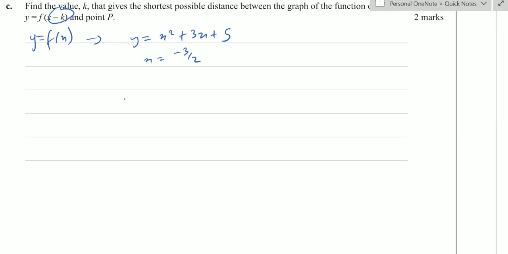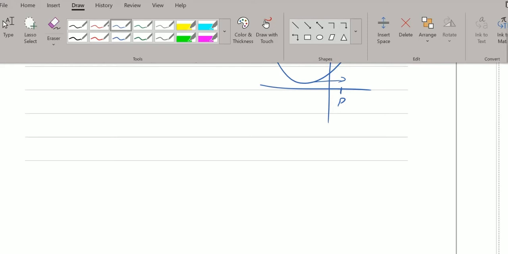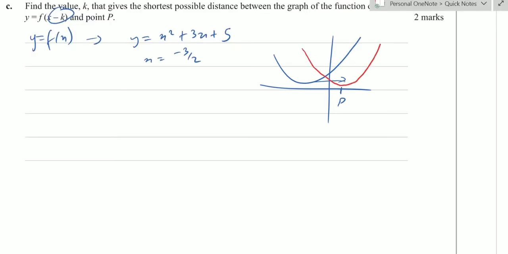So if it's been translated to the right, the other thing that we have to know is that the shortest possible distance on the graph, so we have a parabola, it's been moved to the right, we have point P. So if we want to move it to the right as much as we want to get the shortest distance between P and a point on the graph, we know the shortest distance will be when the turning point is right on top of P. So, sorry, I forgot to mention that before. That's why we want the turning point of the graph.